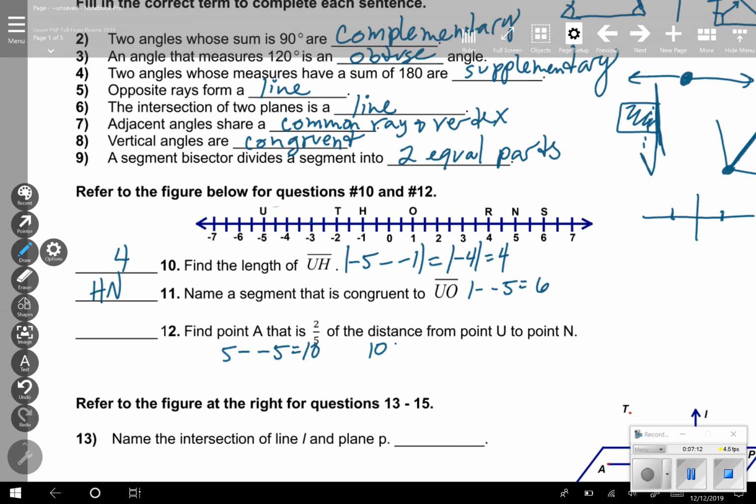So we take that total distance and we multiply it by that fraction, 2/5. So that's going to be 4. To go 2/5 of the distance, I have to move 4 units from U to N. So 1, 2, 3, 4. And I land at point H, which is at -1. So A is where point H is, -1.